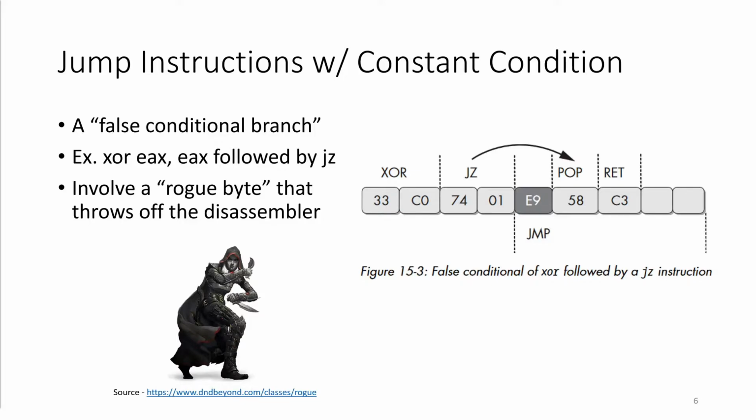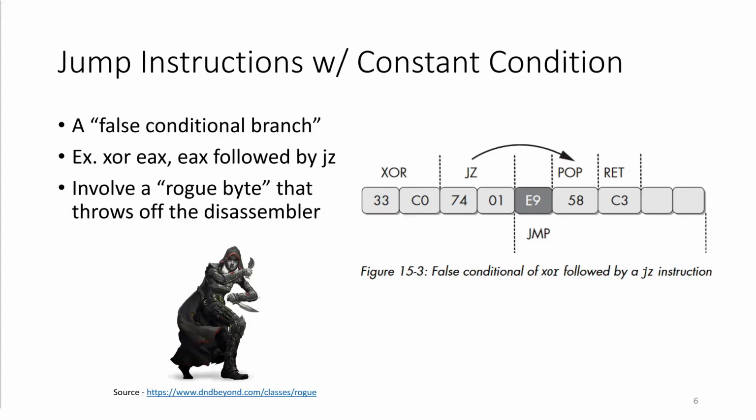Next up are jump instructions with a constant condition. This is another technique that's really common. The author also refers to it as a false conditional branch, since a conditional instruction is used, but only one branch will ever actually be taken because of the context it's used in. Like before, when the jump is reached, the disassembler adds the target location to the list of places in the program to disassemble in the future, and then continues on.